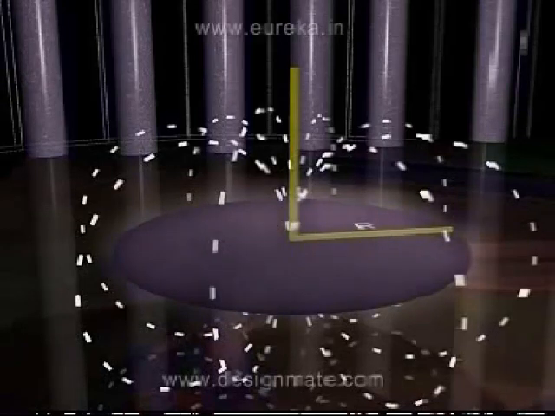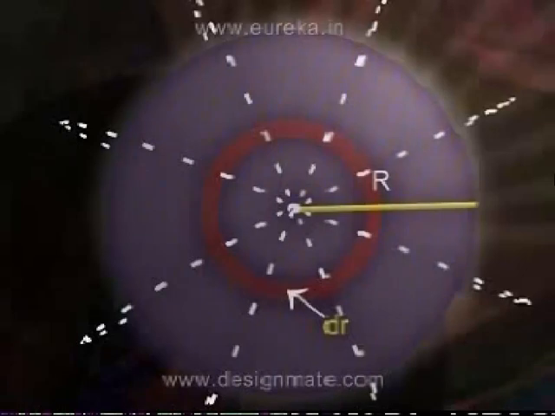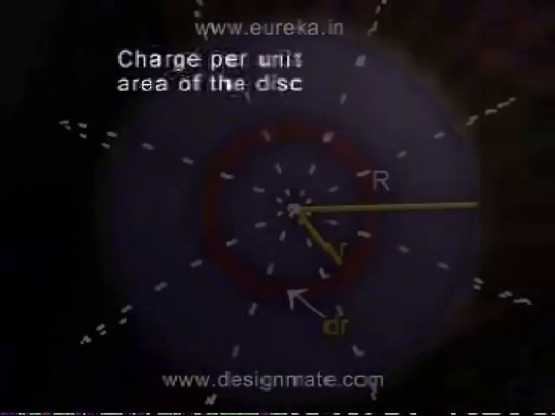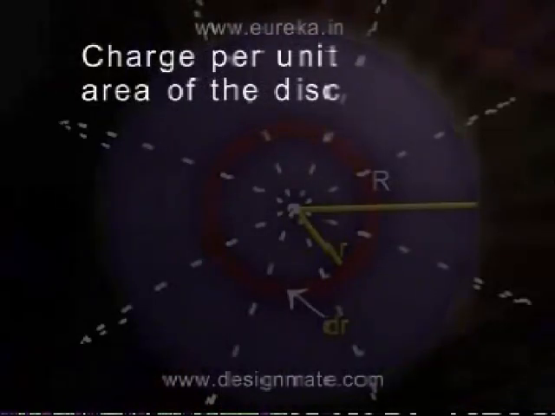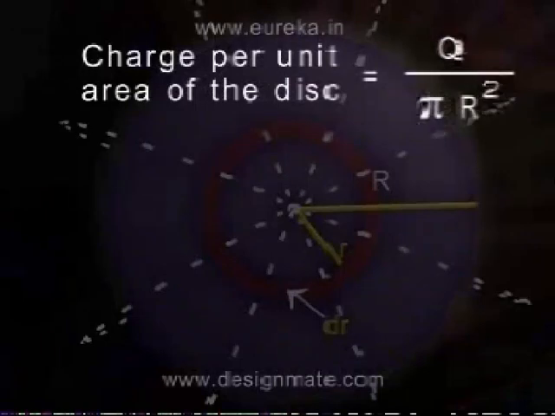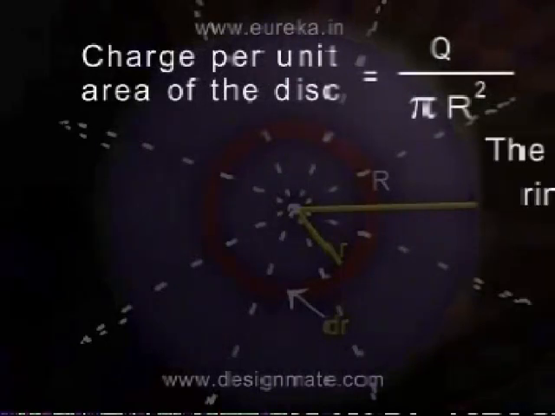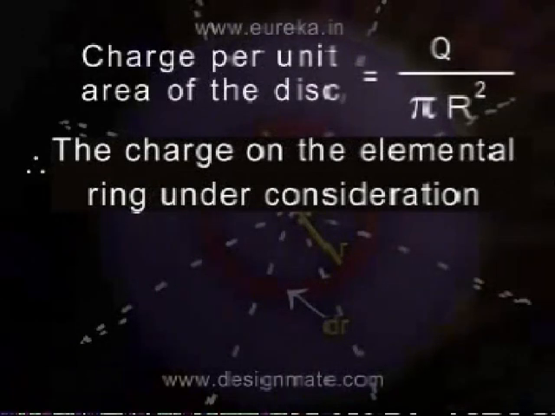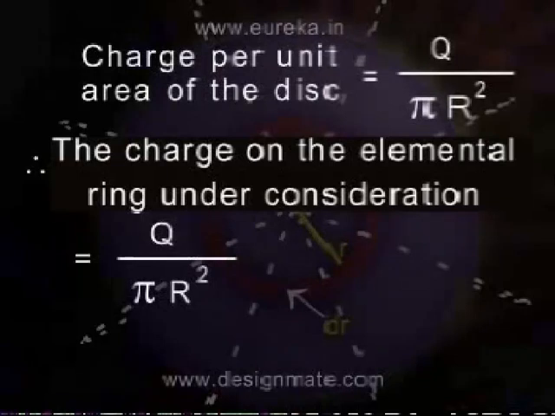The disk can be considered to be made up of a series of rings, each of an infinitesimal width, dr. One such elemental ring of radius r. The charge per unit area of the disk is equal to Q upon pi r square. Therefore, the charge on the elemental ring under consideration is equal to Q upon pi r square into 2 pi r dr.